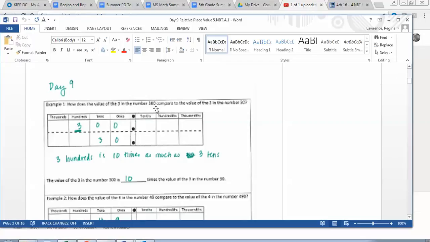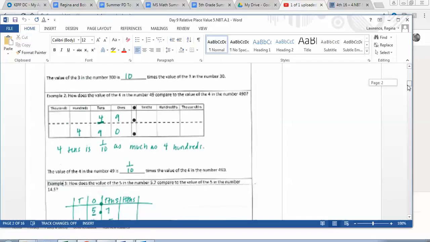How does the value of the 3 in the number 300 compare to the value of the 3 in 30? Even without the place value chart, students should be able to say, well, the 3 in 300 represents 3 hundreds, and the 3 in 30 represents 3 tens. I know that 100 is 10 times more than a 10, so this 3 represents 10 times this 3. The other way that I know that is on my place value chart. It is one place value to the left. This 3 is one place value to the left of this 3. Therefore, this 3 is 10 times larger than this 3.